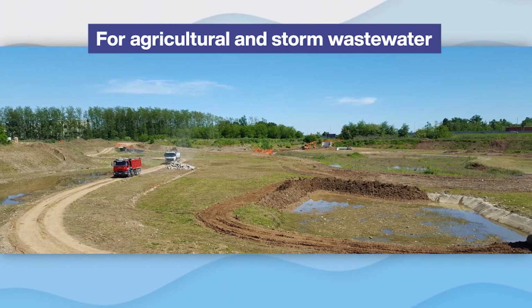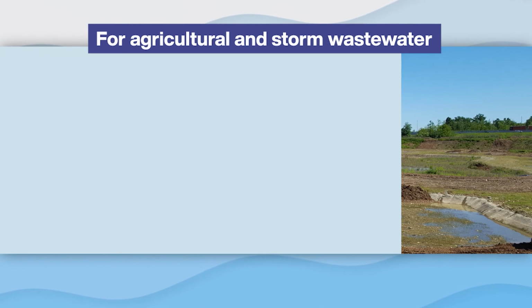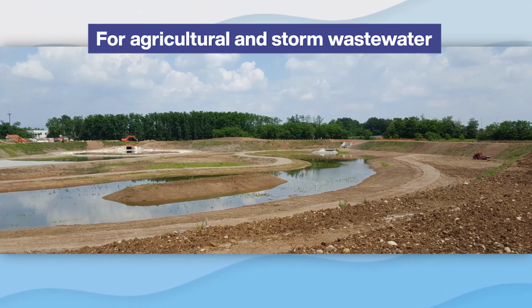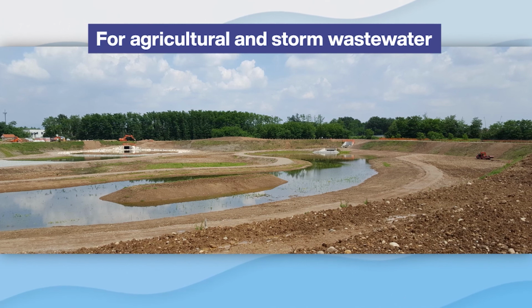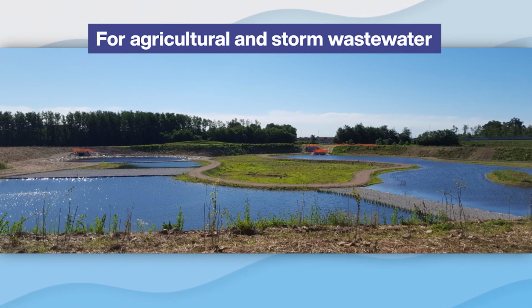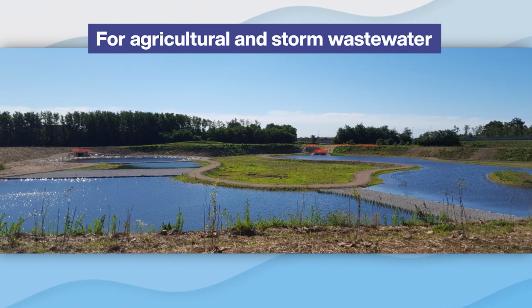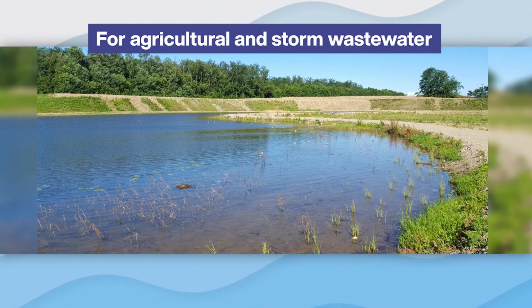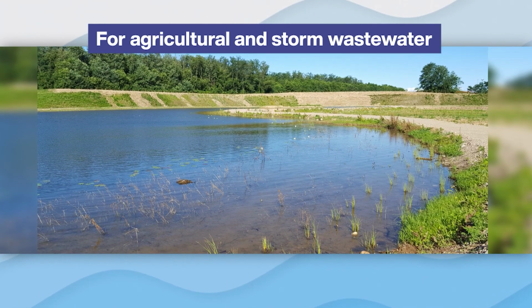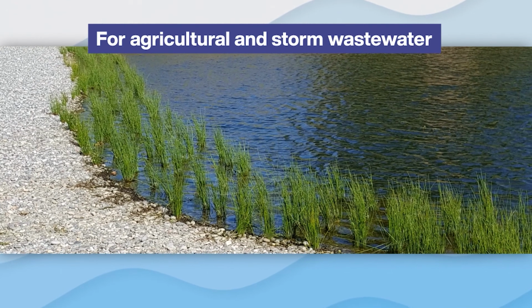Surface flow constructed wetlands are mainly used for the treatment of agricultural and stormwater runoffs, as those have the highest concentration of suspended substances. A surface flow constructed wetland is much more reliable than other types of constructed wetlands. It's more resistant to colmatation, or in other words, clogging.